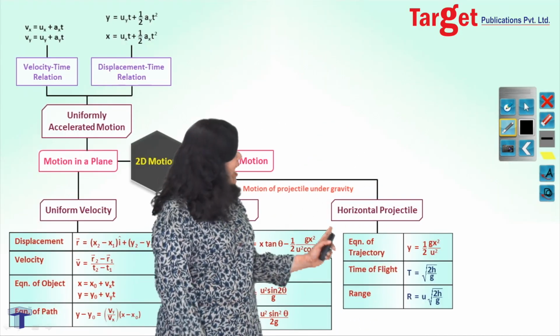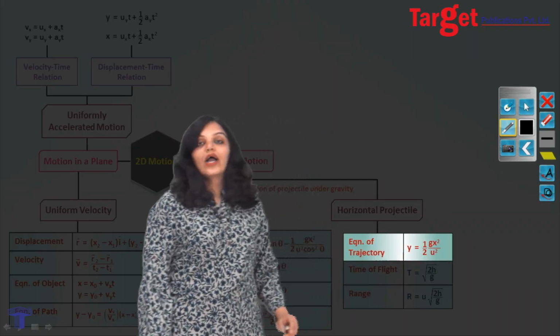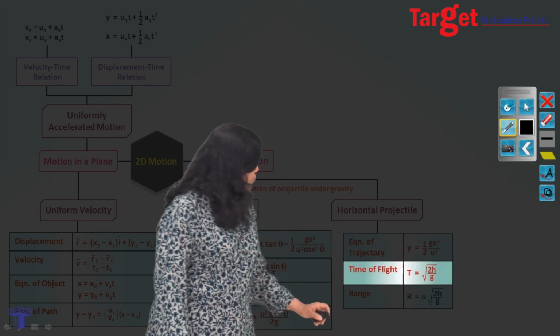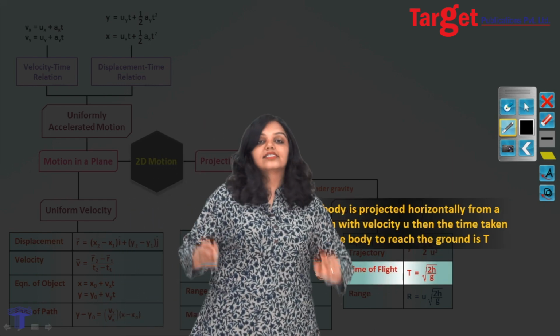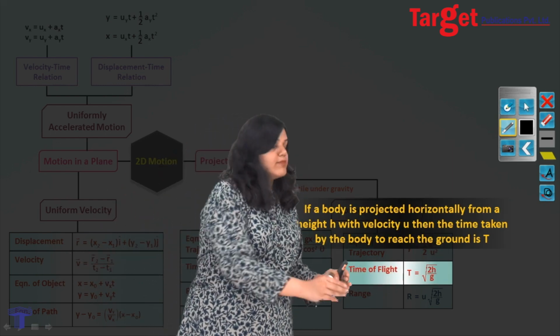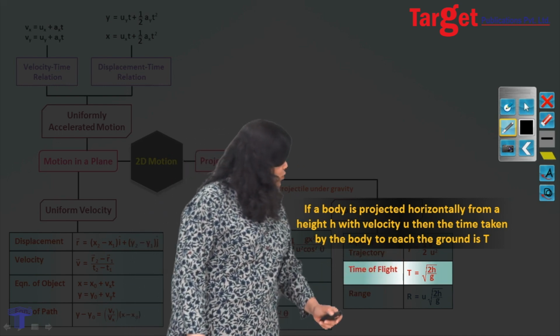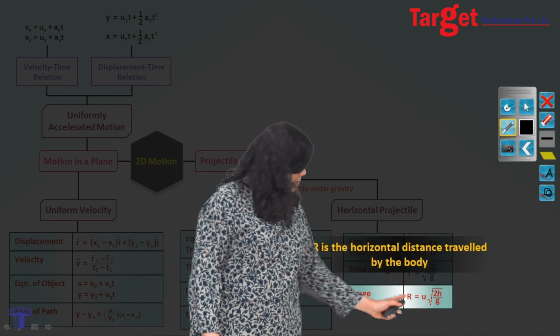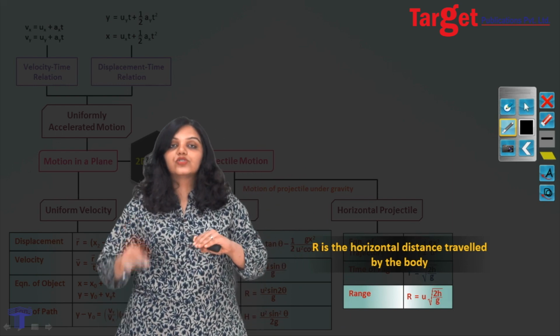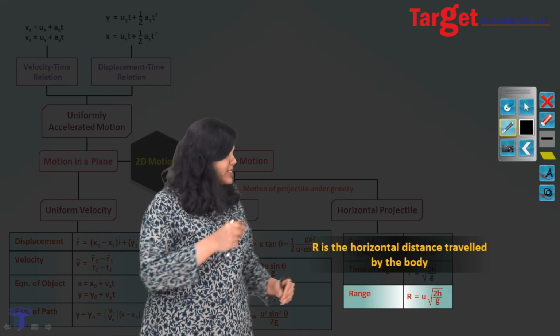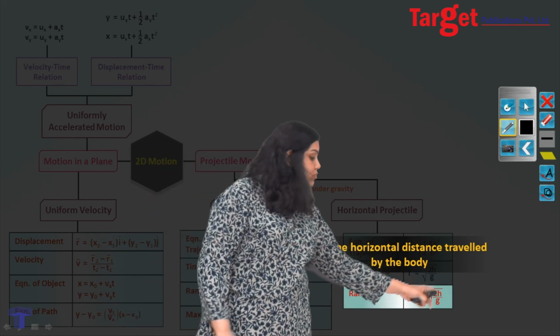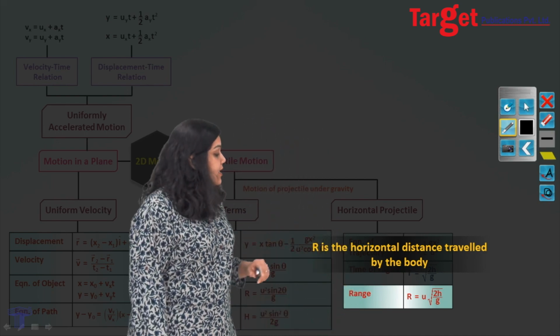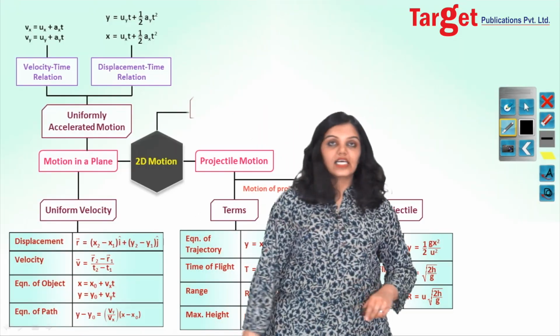So to recap, we have the equation of trajectory, y is equal to half g x square by u square. We have the time of flight, that is the time from the point of projection to when it comes back to the ground, t is equal to root 2h by g. And we have the range, the horizontal distance from the point of projection to when it comes back down again, r is equal to u root 2h by g. So this completes projectile motion.